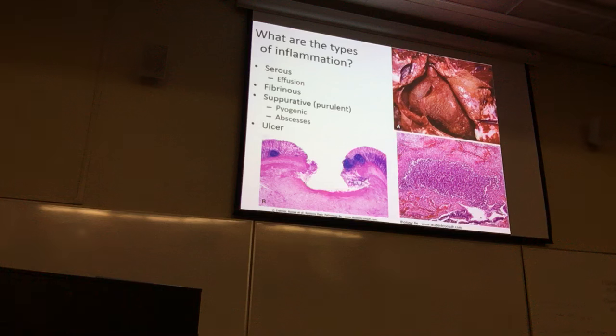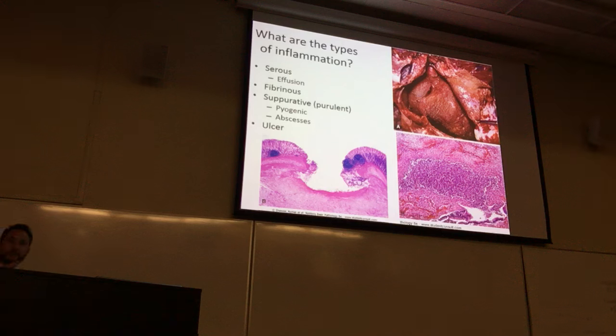The second type is known as fibrinous. So fibrinous is when you've got a more extensive type of injury, and you get a fibrinogen that develops, and a meshwork or a coagulum that's eosinophilic in nature. We see this a lot of times in inflammation of body cavities.